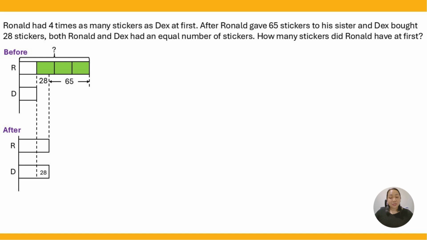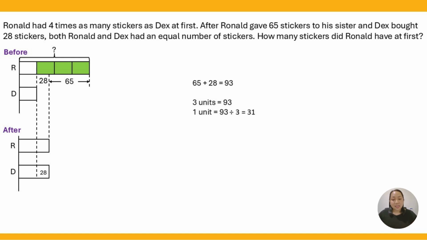Now we can already visualize that the three units of Ronald's bar in the before model are actually equal to the sum of 28 and 65. Now let's compute that. 65 plus 28 is equal to 93. Therefore, 3 units are equal to 93. To get what 1 unit is equal to, all we need to do is to divide 93 by 3, and that is 31. So 1 unit is equal to 31.